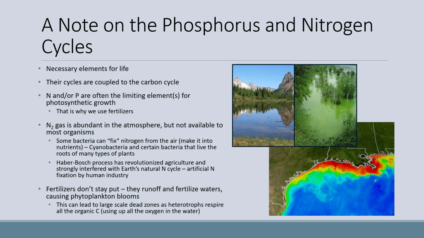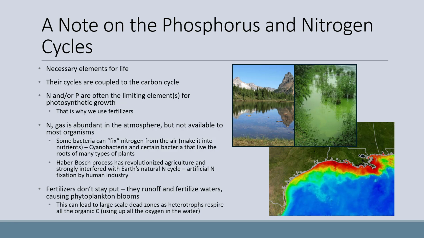While nitrogen, dinitrogen gas, is abundant in the atmosphere, it is not available for most organisms. Some bacteria can fix nitrogen from the air. They make it into usable nutrients. This is done by cyanobacteria and certain bacteria that live in the roots of many types of plants. But it should be noted that no plants actually have the ability to do this. Plants can only have a symbiotic relationship with a bacterium that can do it.